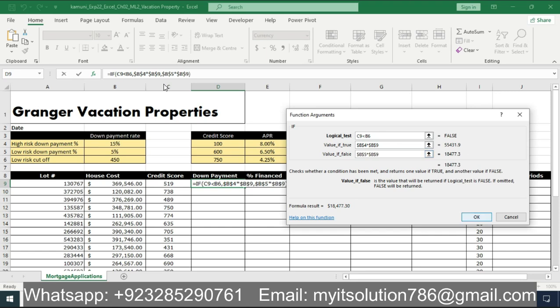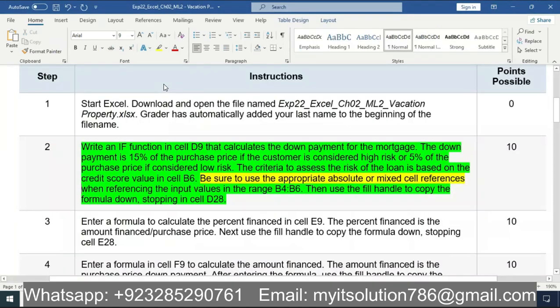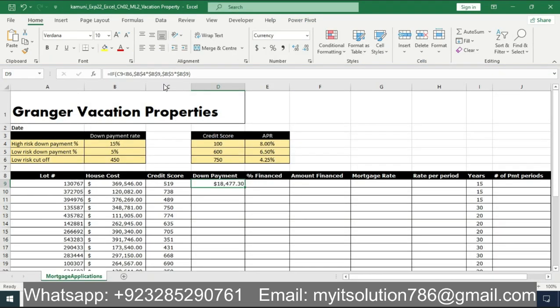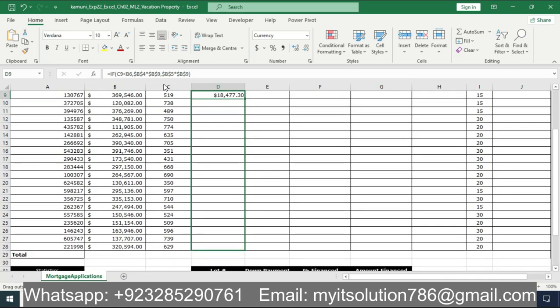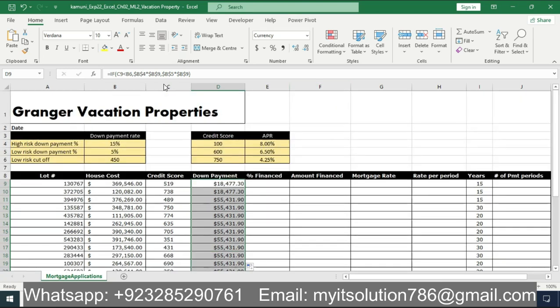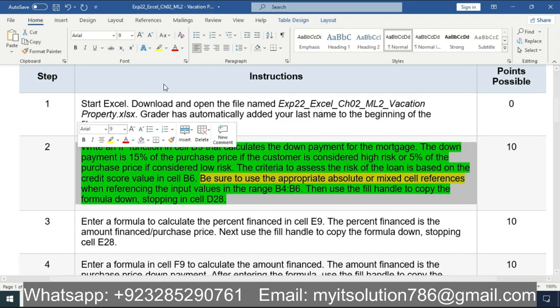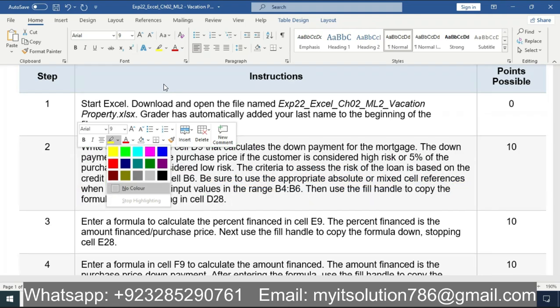So click OK. Here is the result that we need for the down payment in this step. It is also saying to use the fill handle to copy the formula down, stopping in cell D28. So copy the formula down to D28. Here is the result that we need for the down payment. So I have completed the 2 steps of this assignment.